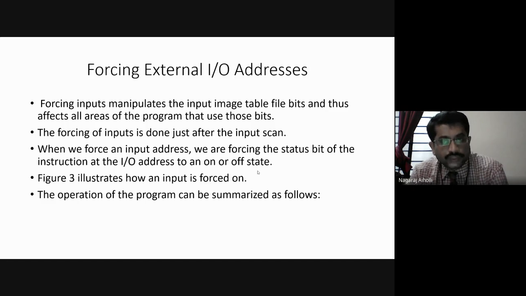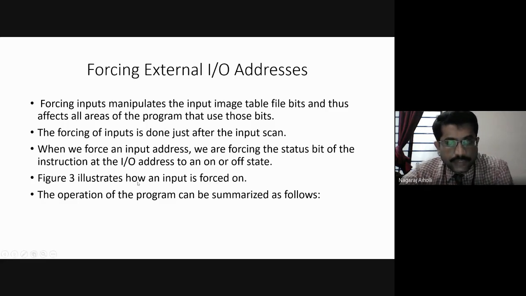So when we are forcing the status bit of that instruction at the IO address to be on or off, simultaneously that is going to alter the state of the input or output device. Once we change the status bits, that is reflected as the on state or the off state of the input and output field devices.